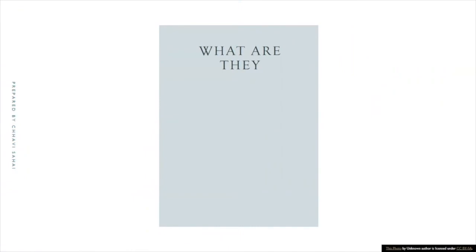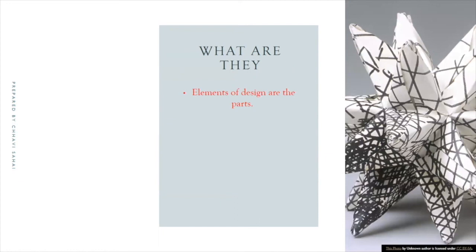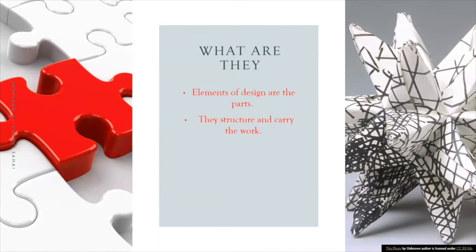So, what are these? First, the elements of design are the various parts. They structure and they carry the work. Elements of design are what bring the concept of design to the forefront. Next, the principles of design are the concepts. They affect the content or the message that the design or the designer is trying to convey. The examples of elements are line, form, texture, etc. And principles are five that we will be covering: harmony, balance, rhythm in the future lectures.